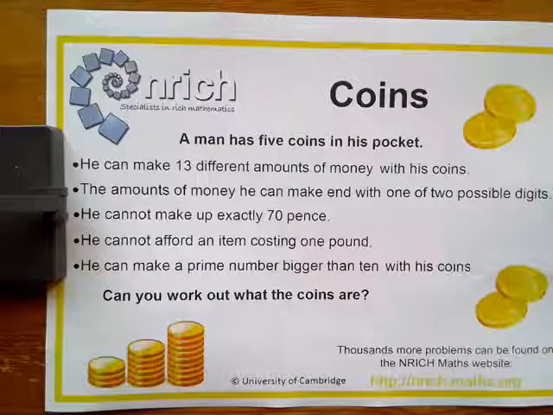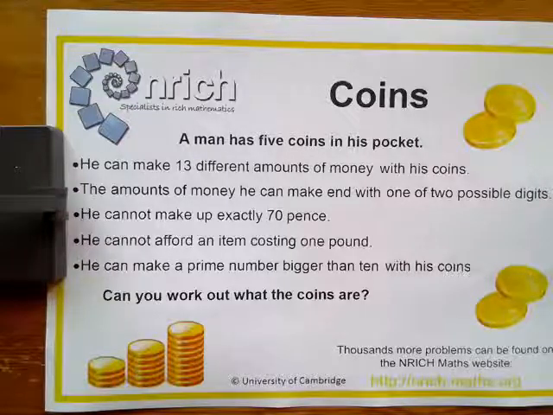The first one is called Coins, and it's about a man. He's got some coins in his pocket, normal British coins. So it could be a 1p, a 2p, a 5p, a 10p, a 20p, or 50p, or a pound, or something like that. He's got 5 coins in his pocket. We don't know what the coins are at the start of the question. Okay, we've got to work out what they are. And to do that, we are given 5 clues.